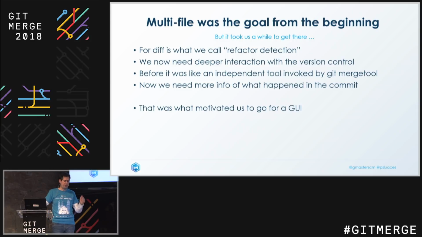Basically, the cross-file diff, we call it refactoring detection. That's something we also like. We need deeper interaction with the version control, so it's not version control agnostic anymore. And this was one of the reasons that triggered us to start developing a new Git client last year, which is this gmaster that we've been working on for the last few months.